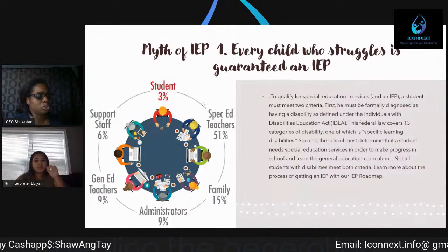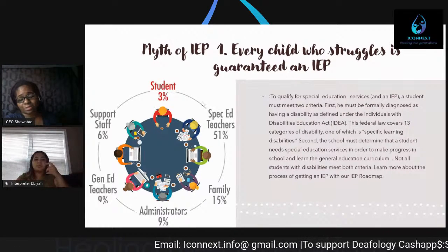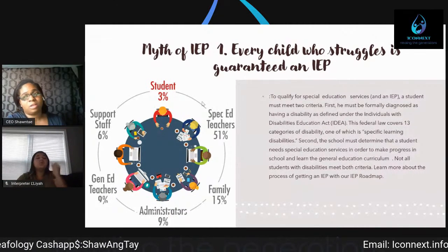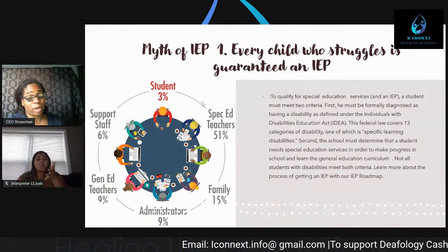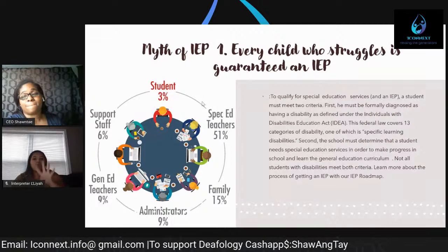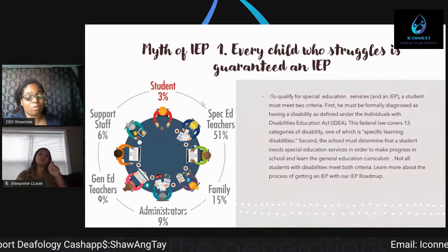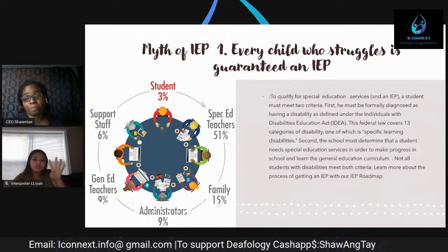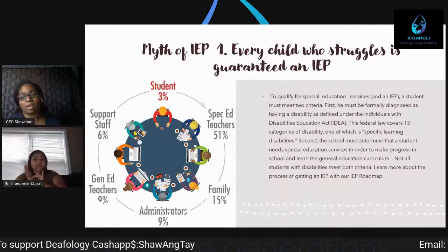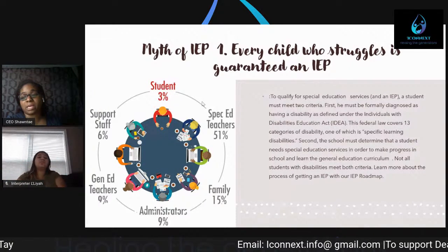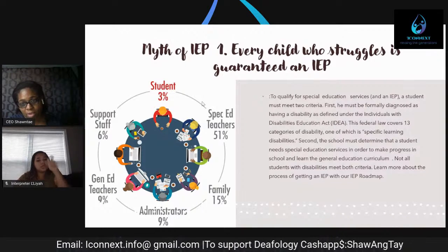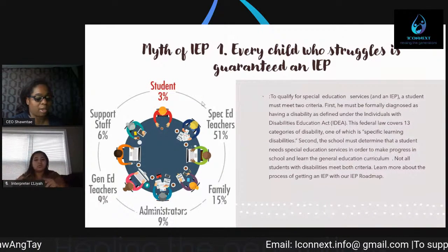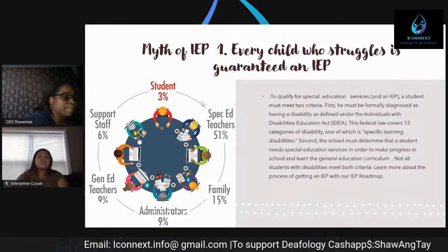One is every child who struggles is guaranteed an IEP. No, this is not true. Just because your child struggles in school doesn't mean your child needs an IEP. Now, you will have some schools that will want to put your child on the IEP or 504 because there's money in it. Or they may say, well, your child is ADD or ADHD and would qualify for a 504, if not an IEP. Your child will need medicine. It's a big headache. So you have to be careful because not every child needs an IEP. Remember, there are certain criteria that have to be met in order for your child to be able to attain an IEP. Okay.